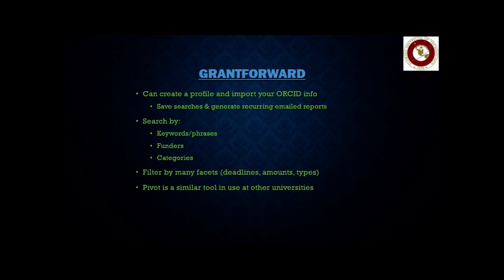So you can create a profile, import from your ORCID stuff. You can save searches in Grant Forward and generate recurring email reports from that search based on your interest. So what are we searching by? Well, of course, keywords. You can search by funders and some other categories. And then on the left are how our facets usually work in database land for our online searching. You can filter by things like deadlines, amounts, and other types and things. Just so you know, if they don't have Grant Forward where you go next, if you end up at another institution for your next job, Pivot is another very popular one that kind of competes with Grant Forward.